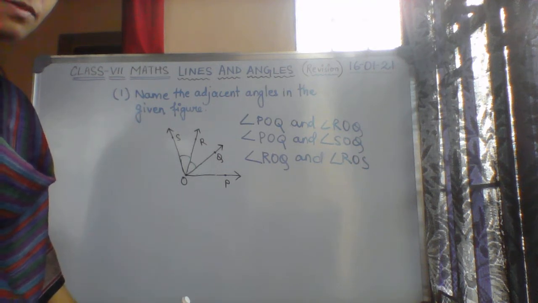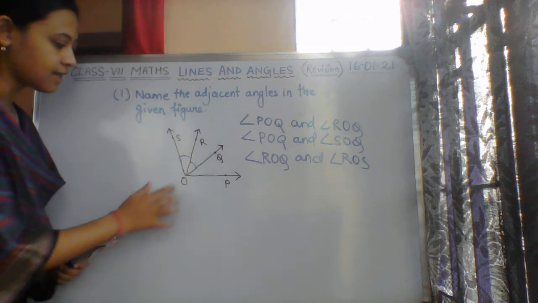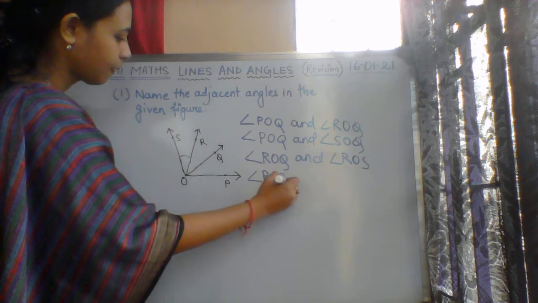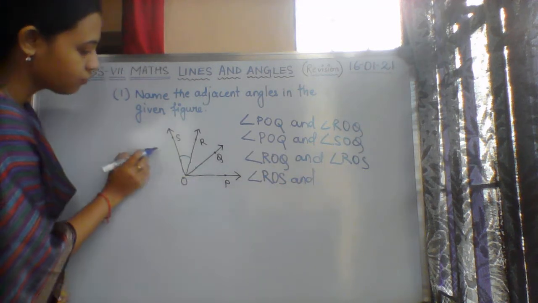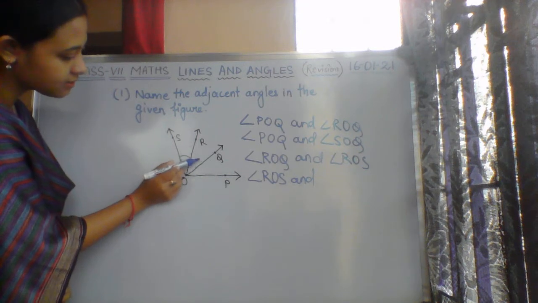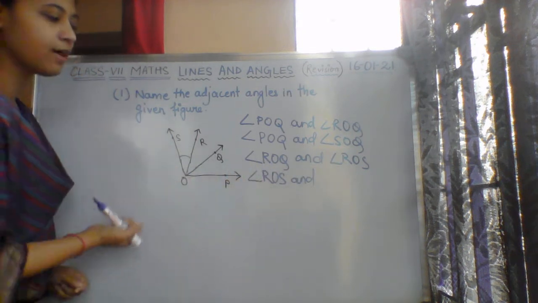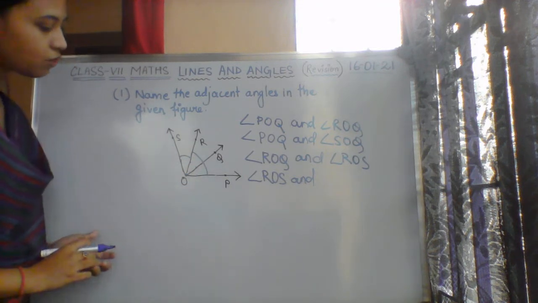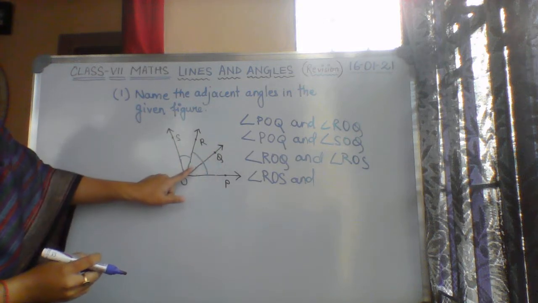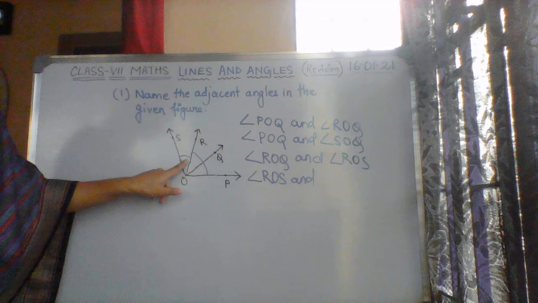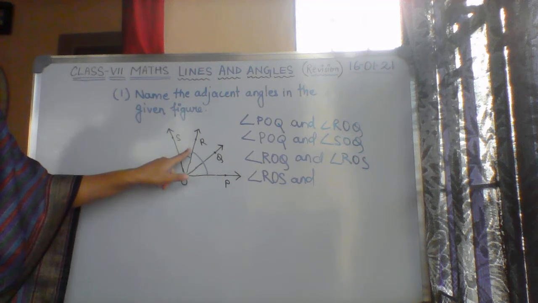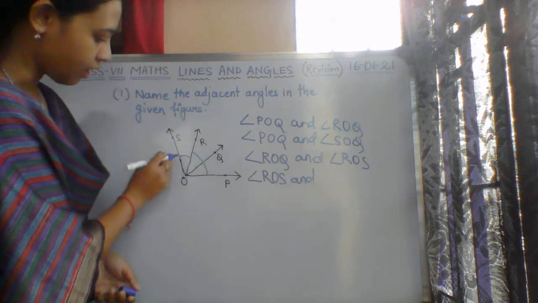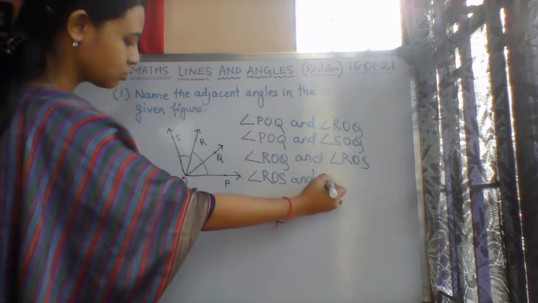Now we will take the next angle. This angle I am taking, ROS. If I take ROS, you can easily see it is adjacent to ROQ, but ROS and ROQ we have already written. What else can it be? It can be this angle. You must forget about the OQ ray; just erase the OQ ray. Then this is adjacent to this. This is the common arm, and the angles are present on either side. So ROS is also adjacent to POR.